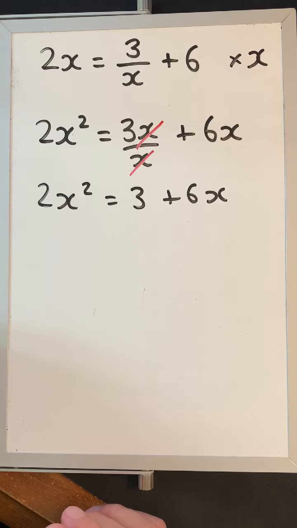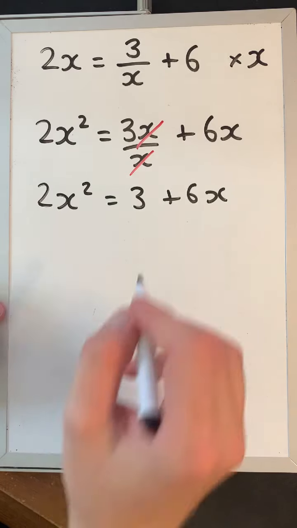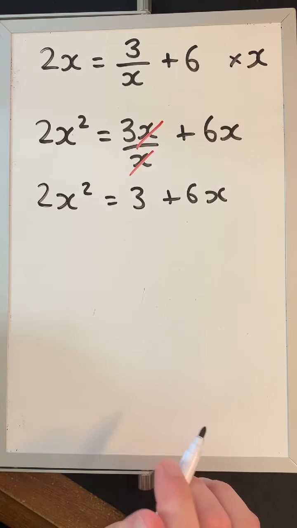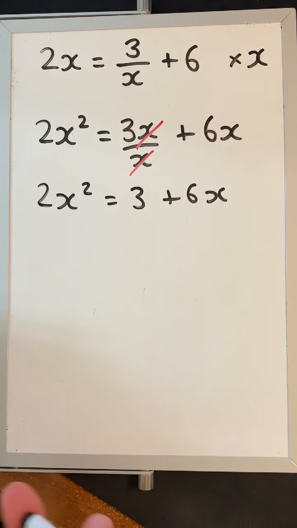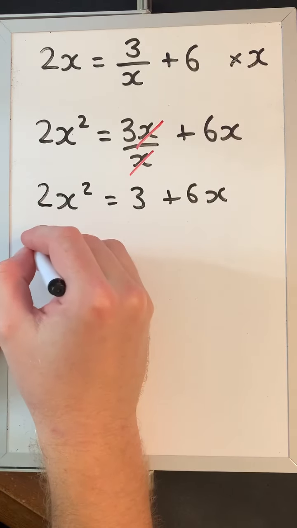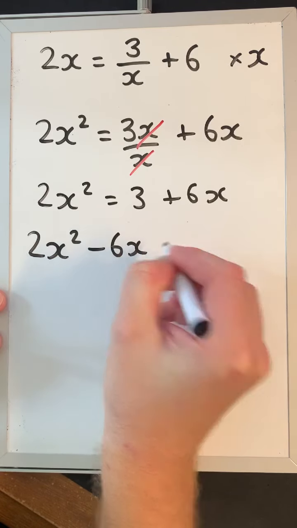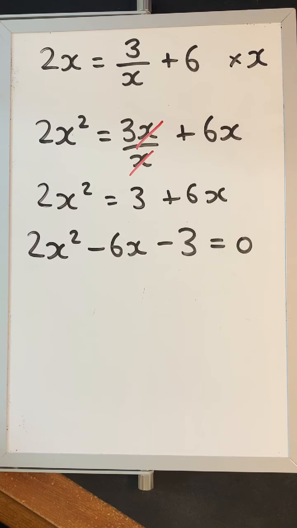But of course, before we solve a quadratic, we need to put it into quadratic form. Okay, so let's get it all onto one side. Doesn't really matter which side you get it onto. Generally though, it's nice if you've got a positive in front of that x squared, because we could potentially factorize this. Okay, so let's take it all onto the left hand side. So we've got 2x squared minus 6x minus 3 is equal to 0.